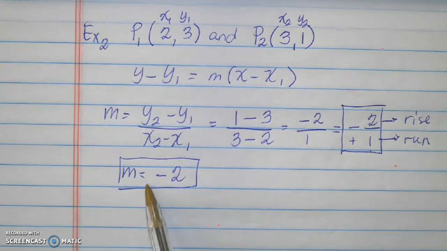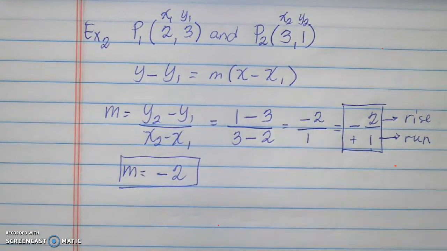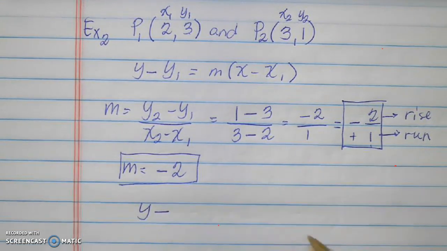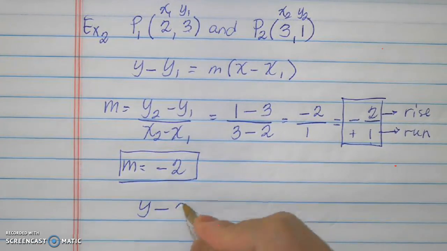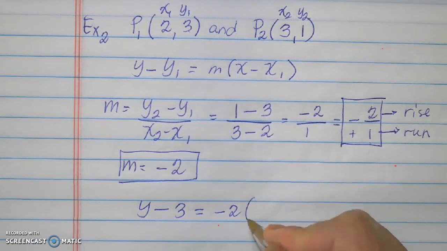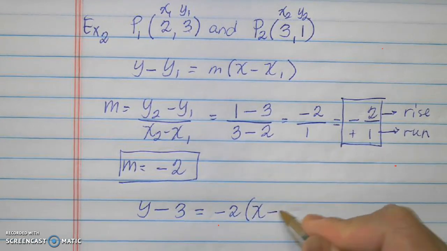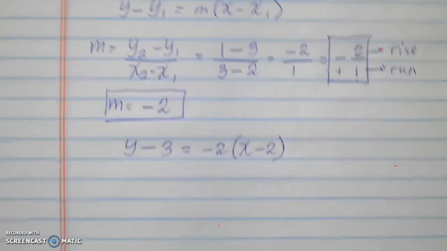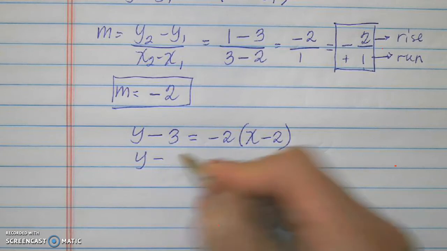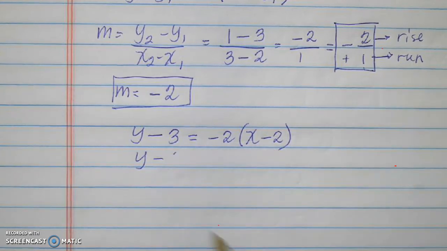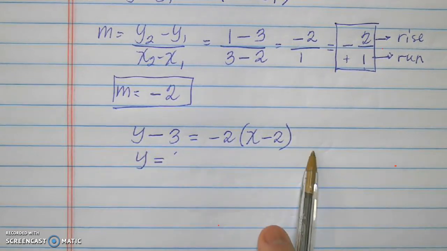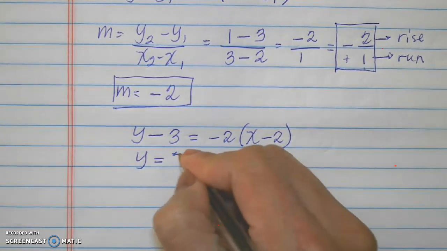So with that, I'm going to substitute in the point-slope form. So y minus, I'll just use this, 3 equals negative 2 for m, parentheses, x minus 2. So y minus 3. Okay, or what we can do is, this is already an acceptable equation, but let's work this out further.